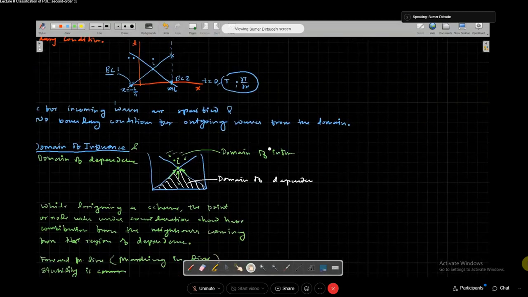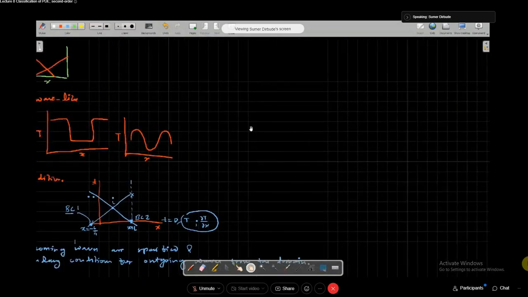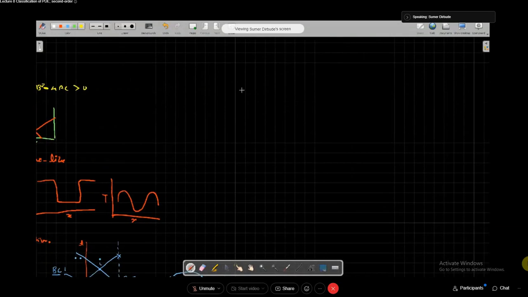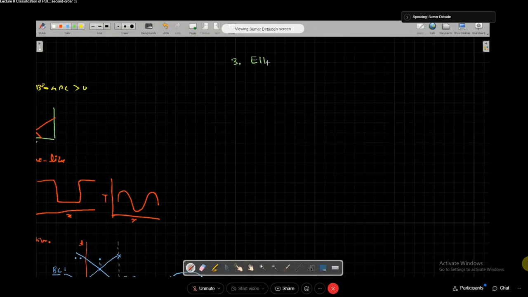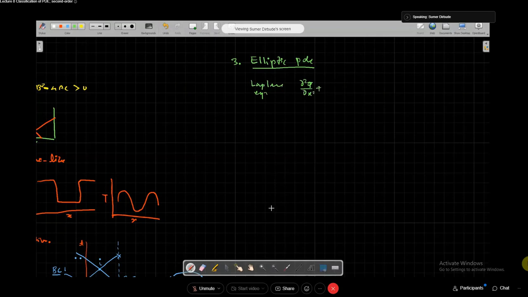Okay. So the next type is elliptic PDEs. Elliptic PDEs are very nice. The example of an elliptic PDE is the Laplace equation. The Laplace equation is del 2 T del x2 plus del 2 T del y2 in two dimensions. Also, it can be a Poisson equation, which is the Laplace equation equal to a non-homogeneous part, a function of x and y. Okay. So these are the specific examples.